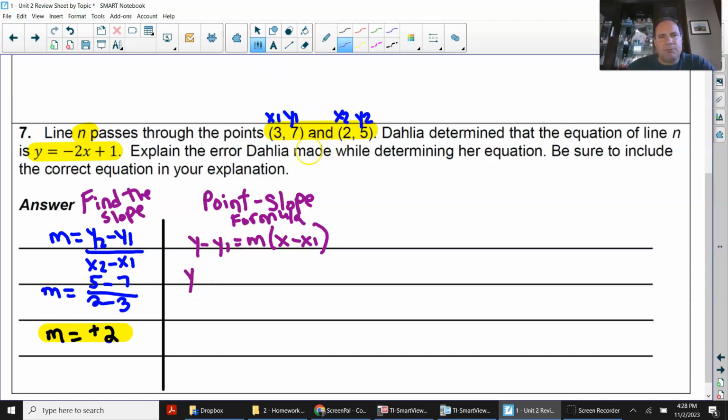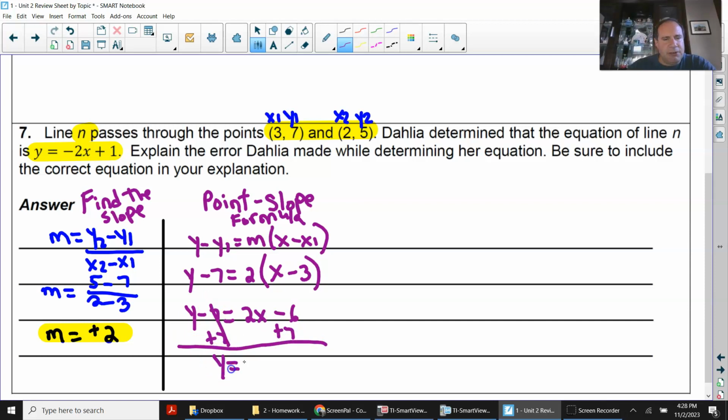It's y minus y1, which is 7, equals the m is 2, x minus x1, which is 3. You see how nice and easy that is? I do the distributive property. Equals 2 times x is 2x, and then 2 times -3 is -6, and then plus 7 on both sides. So this cancels out, and y equals 2x plus 1.